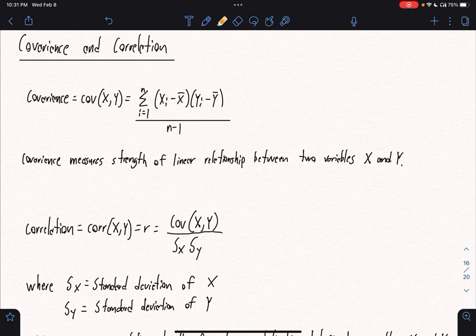Okay, this video, and I think this is the last video of content for Chapter 3, we're going to cover covariance and correlation. So the goal here is we're trying to relate two different data sets with one another and see how they move with respect to one another.